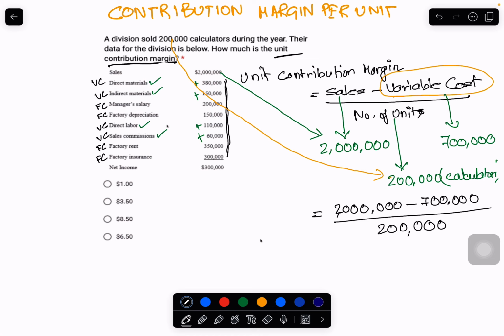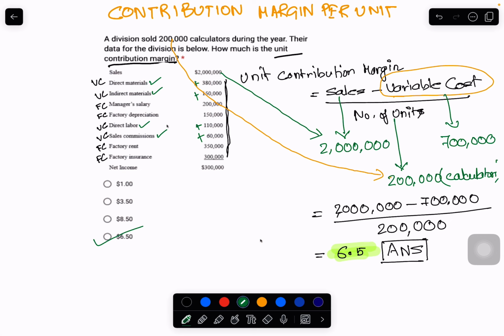So 2 million minus 700,000 divided by 200,000 gives me 6.5. So 6.5 is the answer that you're looking for, and that's the correct option.